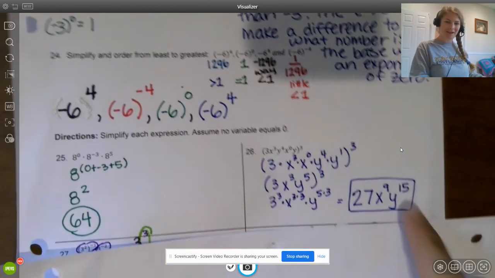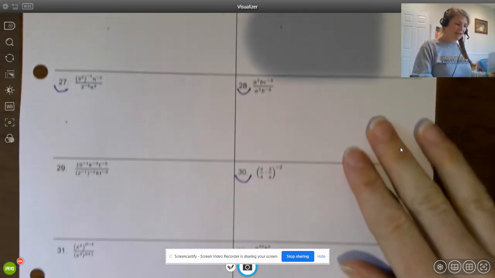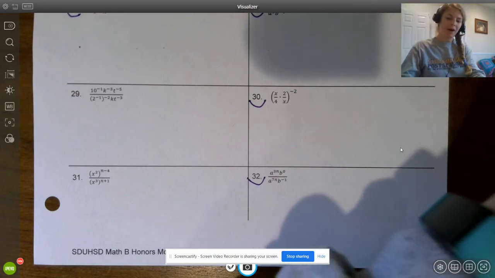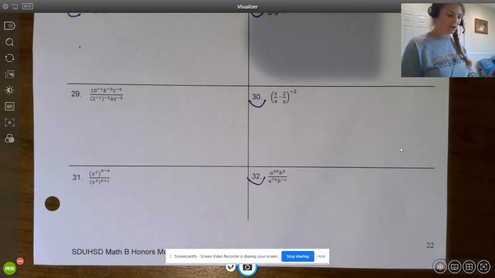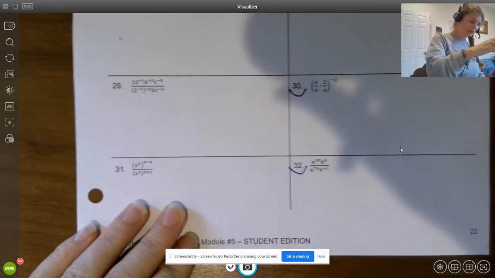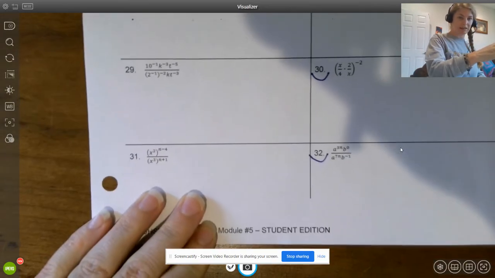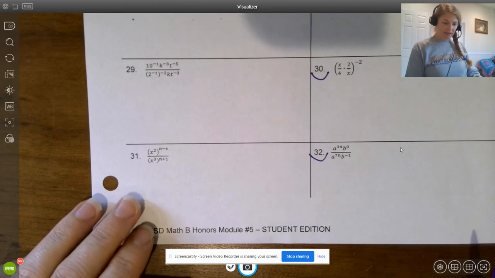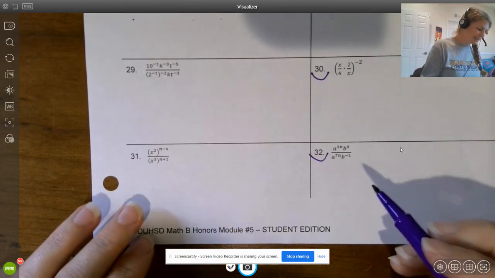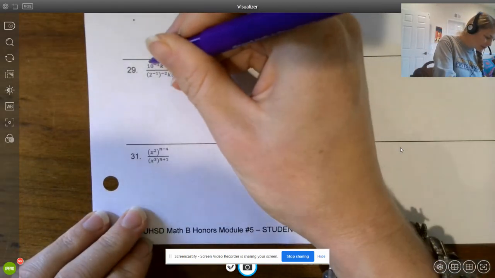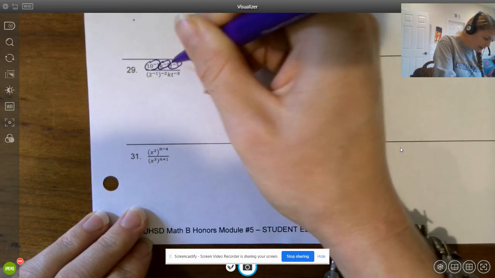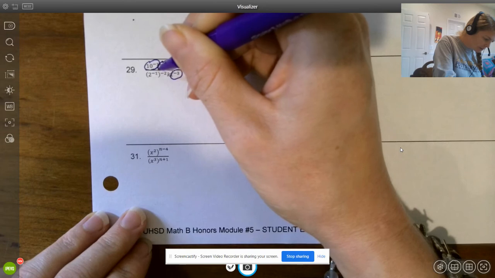Good job, mini mathematicians. So taking a look, I'm going to do 29 and 31 with you, and then you're going to finish the rest of the page. Taking a look at 29, what we have here is a lot of exponents. What I'm noticing is I'm going to move all of my powers that have negative exponents to where they belong.